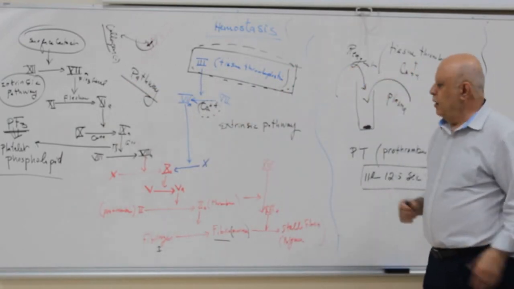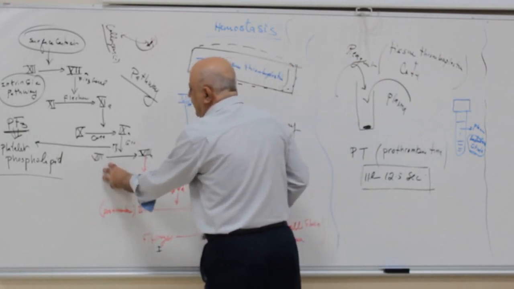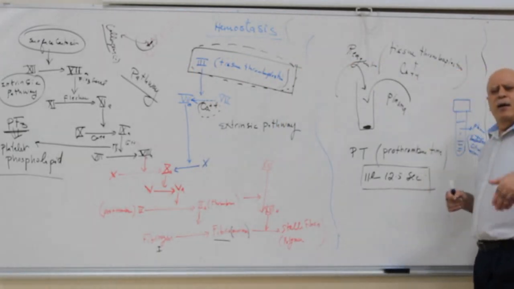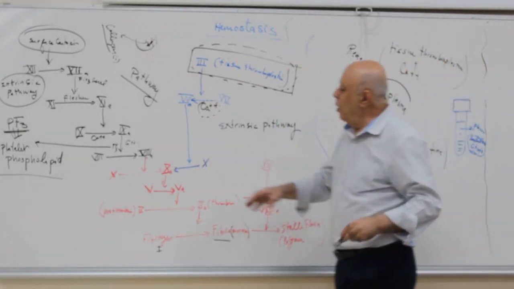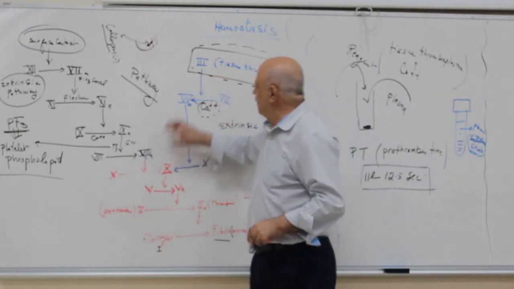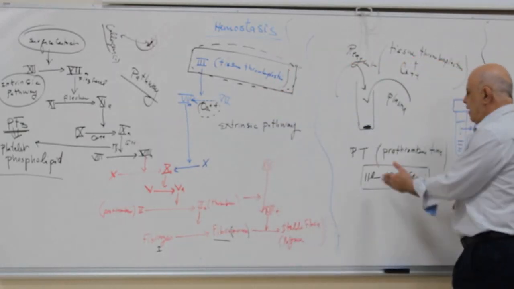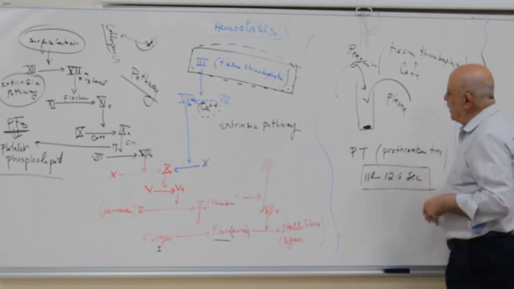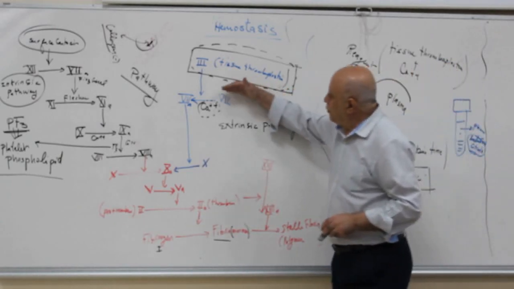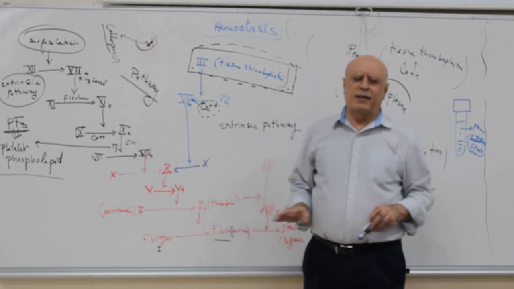If the amount or the activity of factor X is diminished, definitely it takes longer and longer to clot. It depends how deficient this factor is, or how deficient this factor is. So if the PT is within 11 to 12 seconds, in other words, we get a clot between 11 to 12 seconds, every clotting factor from here to here is normal. There's no deficiency in it.